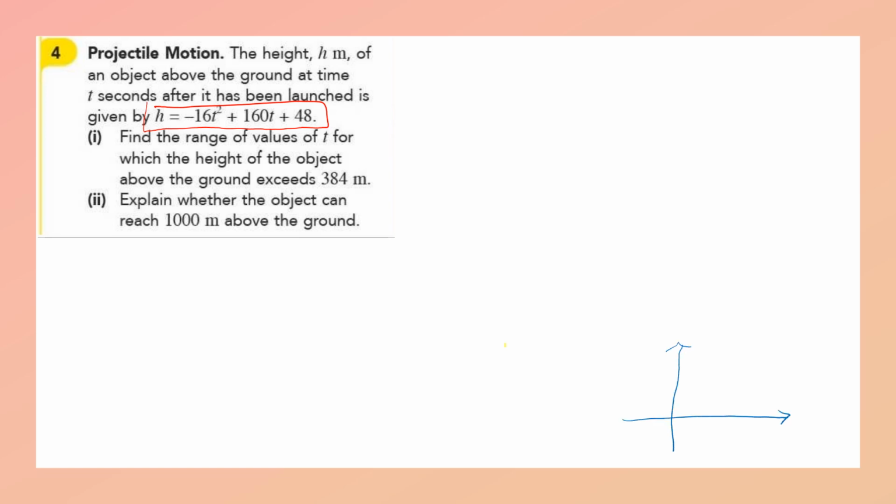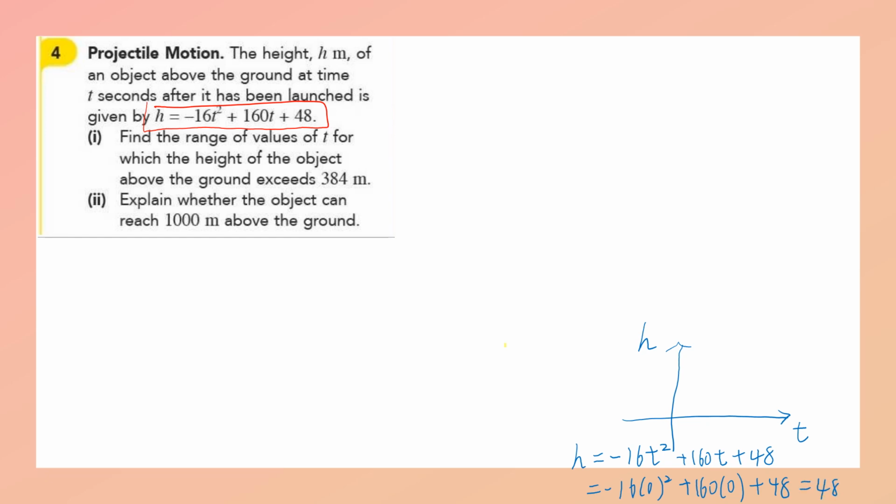On the x-axis it would be labeled t, on the y-axis will be h, right? And we know that t is a positive value. So when t is 0, if you look at the equation, this is the equation given. Right, so when you substitute t to be 0, you will get height 48.